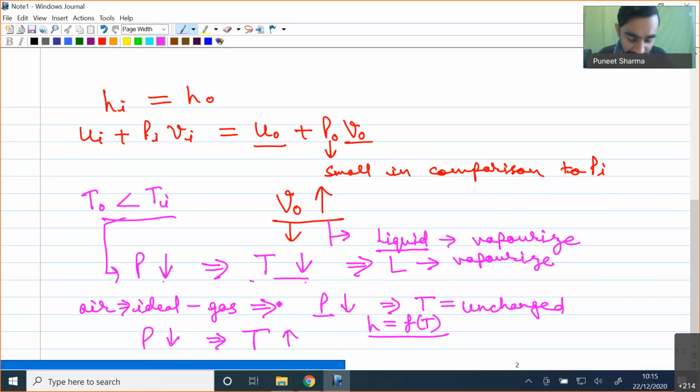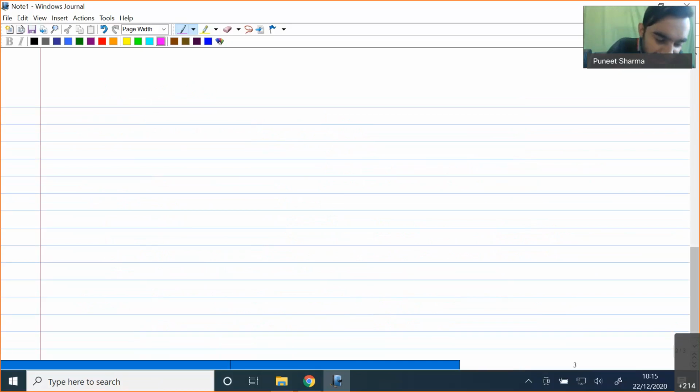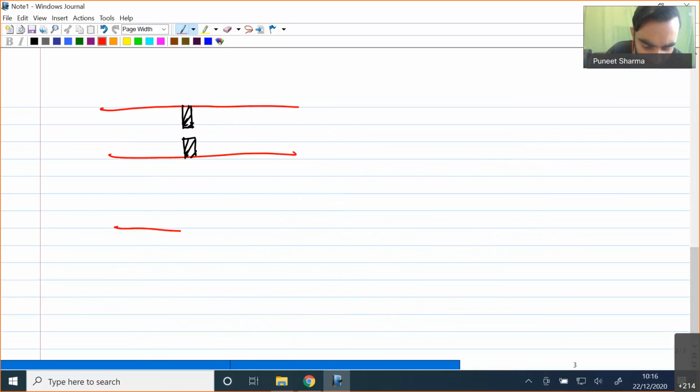Okay, so one typical example of a throttling device you can find in our home refrigerators or air conditioning units. In this slide, I showed you a pipe, and inside that pipe we have created some obstruction. This type of obstruction can also be created by partially closing a few valves.